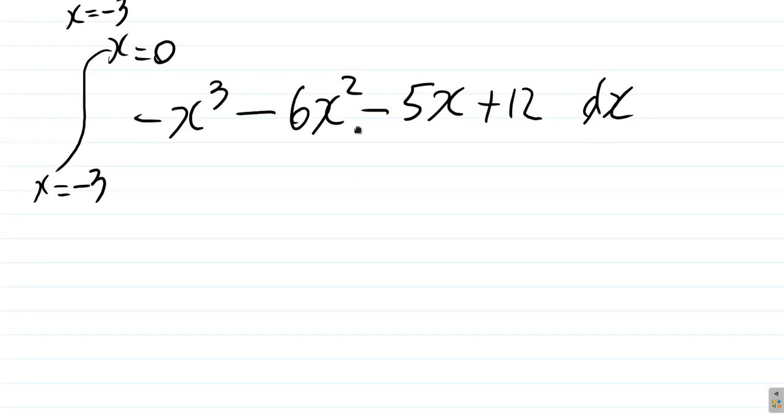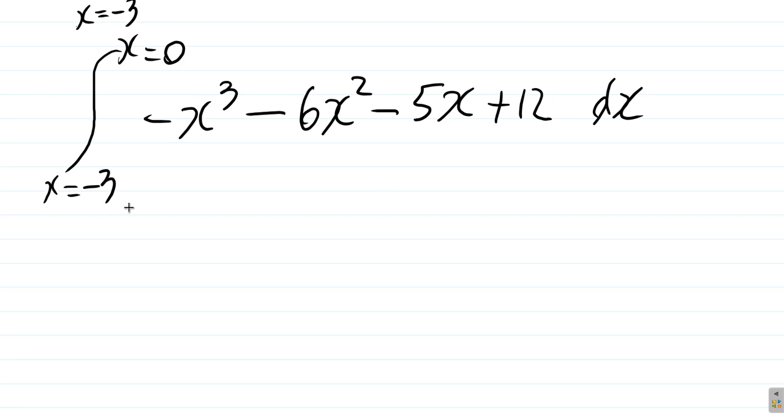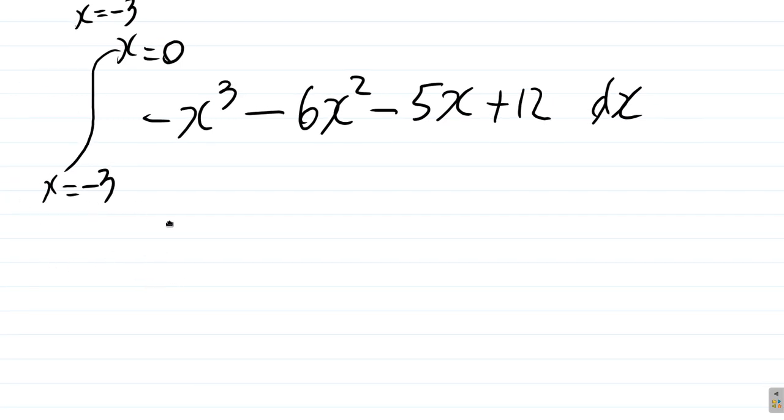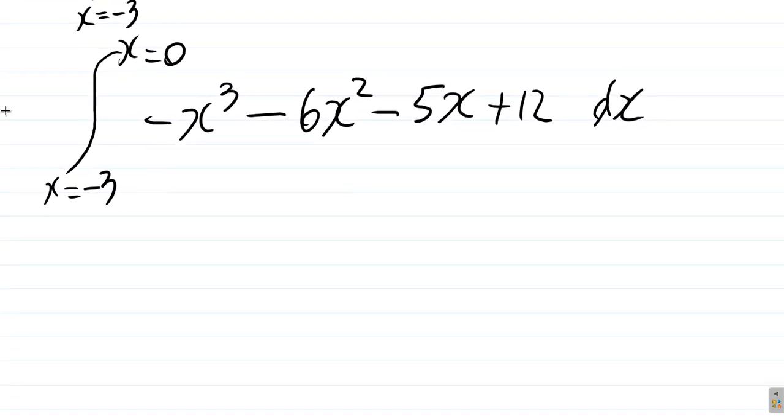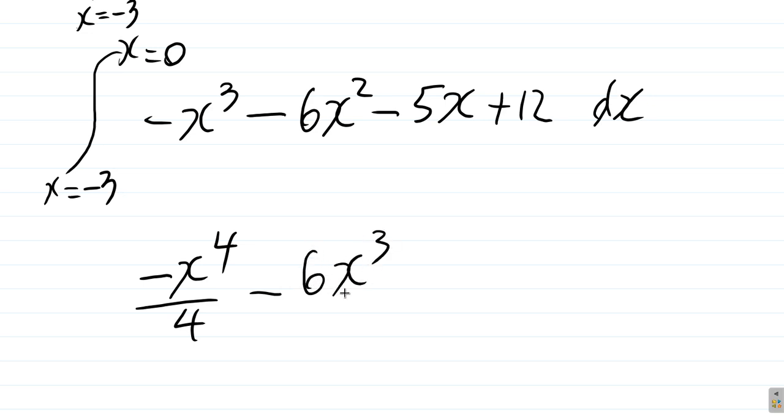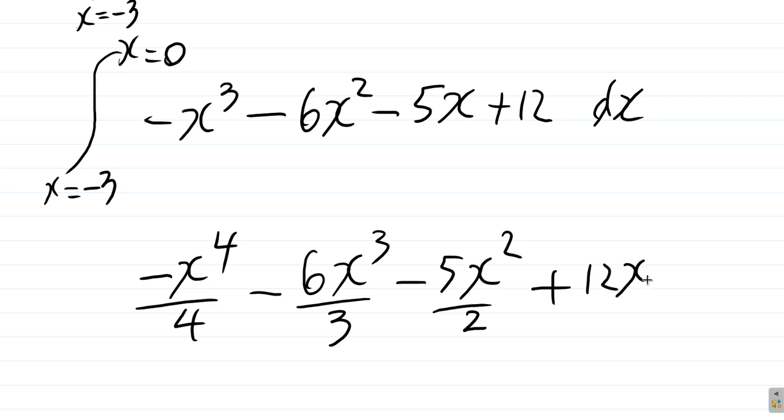So that's what we have. Let's do our integration now. You run out of scrolling space, you can't scroll up anymore, but anyway, we continue. We have negative x to the 4 over 4, minus 6x cubed over 3, minus 5x squared over 2, plus 12x, from negative 3 to 0.